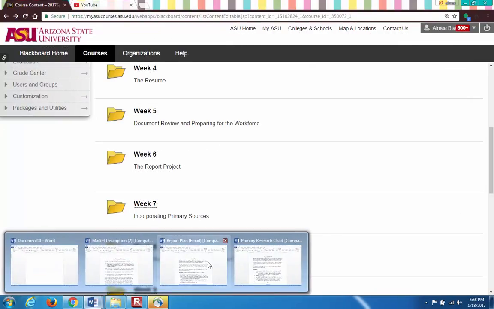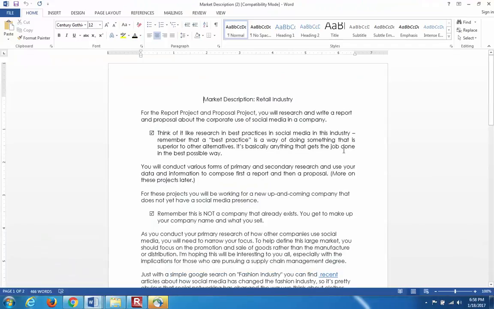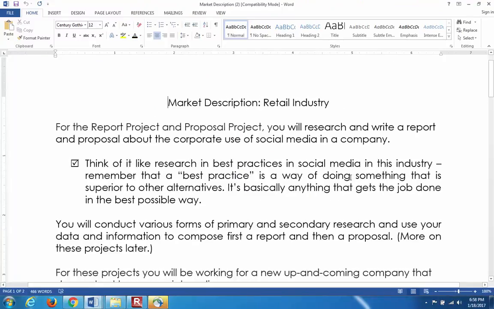So the next thing that is going to be helpful for you is the market description. And it talks a little bit more about the retail industry and what you're going to be doing. And we're actually going to continue with the idea of social media and retail into the proposal project. So that should kind of help you to keep in mind.